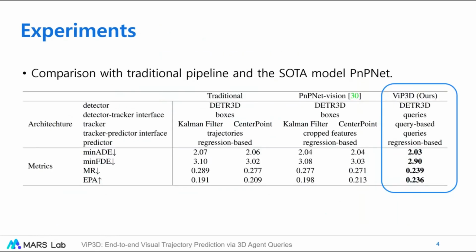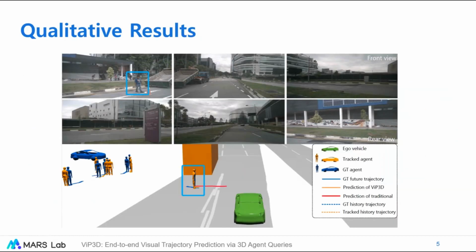Experimental results on the nuScenes dataset show the strong vision-based prediction performance of ViP3D compared with traditional pipelines and previous end-to-end modules. In quantitative results, ViP3D makes use of the pedestrian's head pose to correctly predict that the pedestrian will stop.